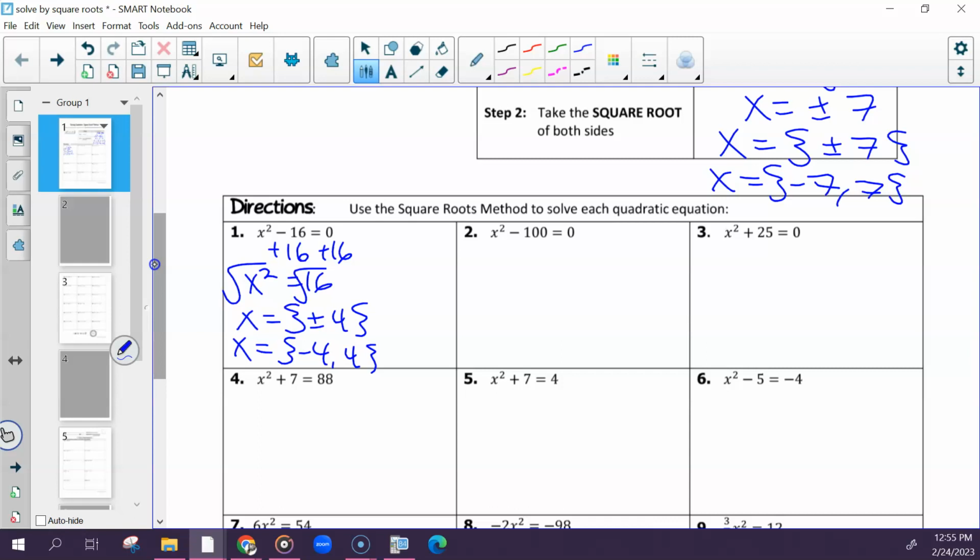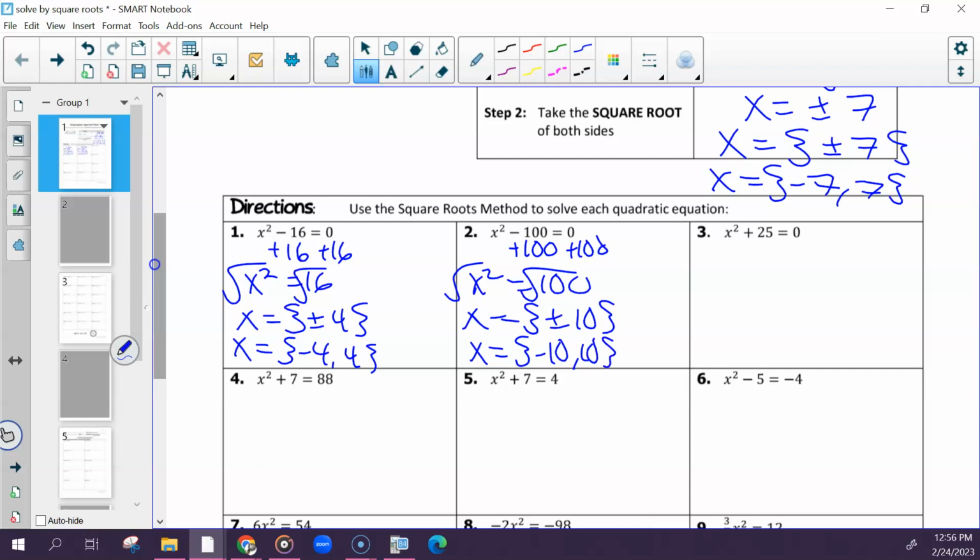How would we do the next one? Plus 100. Then we take the square root of both sides. What would that give us? 10. Plus or minus 10. If you don't have your calculator, I would suggest going to get it.